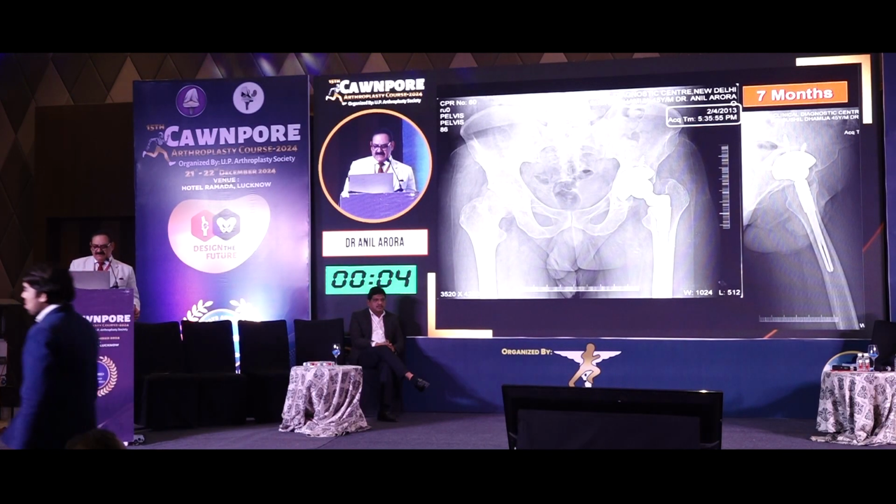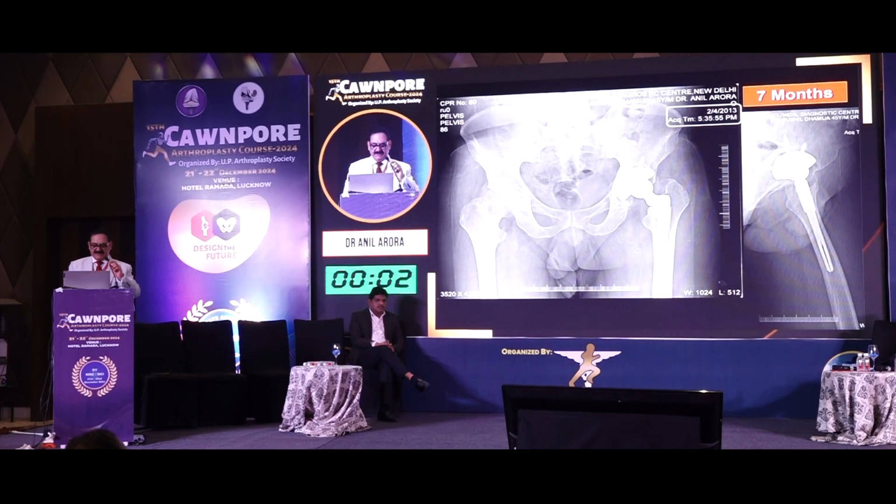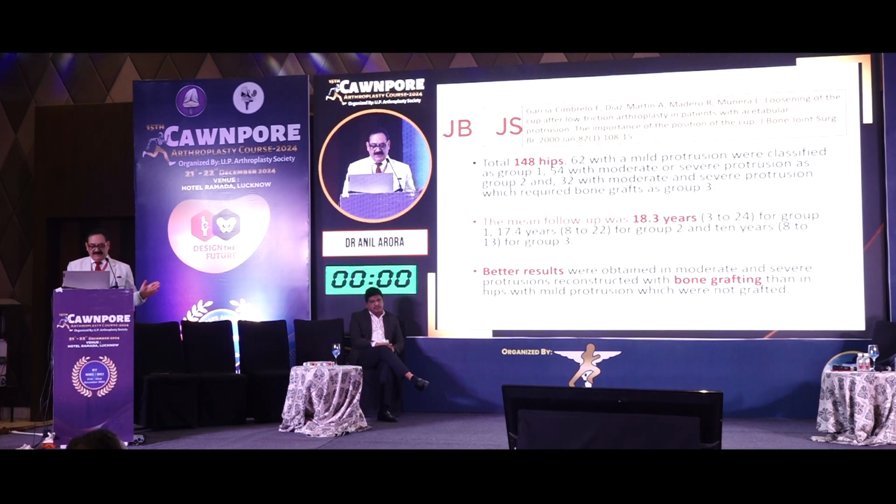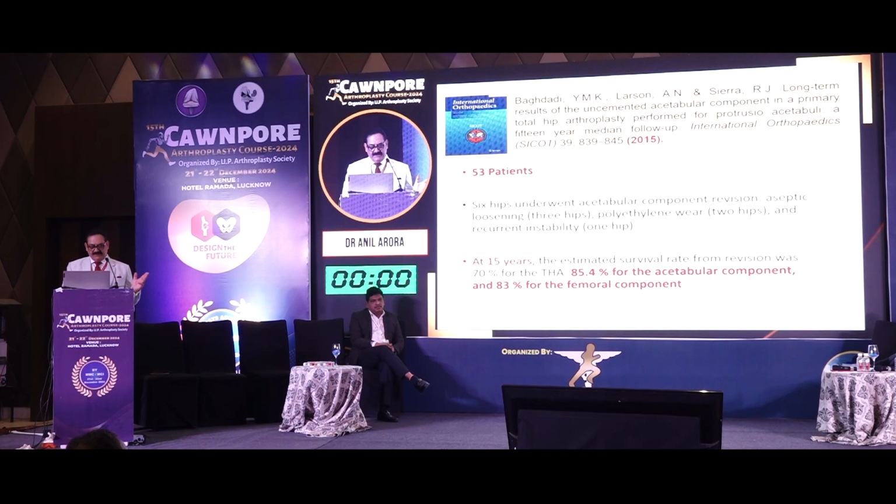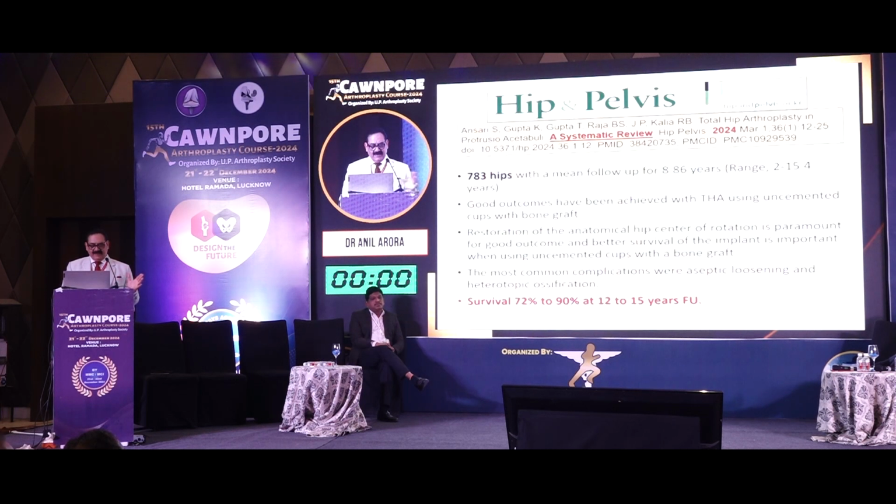What are the results of these bone grafting and use of these cups? The routine cups as well. Few larger studies. This is a total of 148 hips, 18.3 years. Better results with bone grafting. There are 3 slides more only. 53 patients, 15 years, cup survival about 85 to 90%. Again, a review article from India. Survival is about 70 to 90% at 15 years.